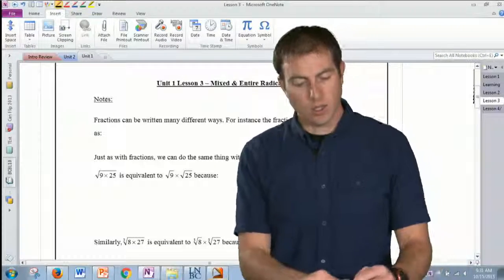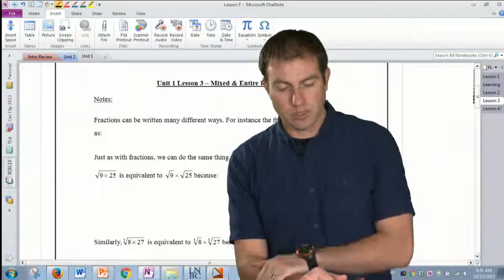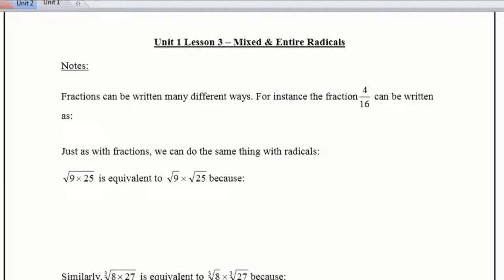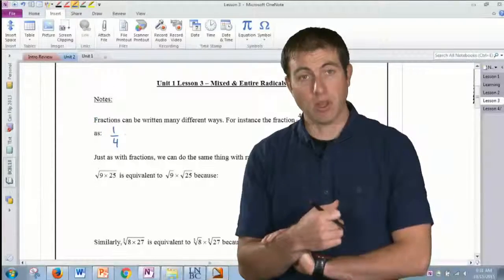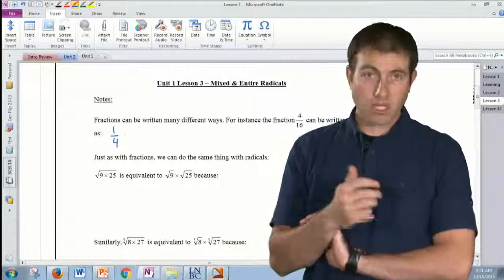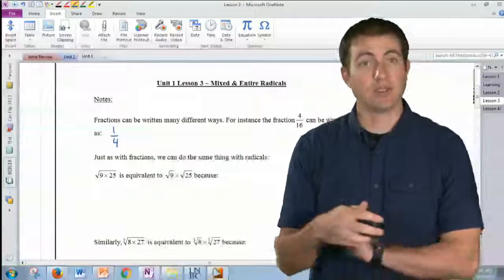So fractions can be written many different ways. For instance, 4/16 can be written as some other ways. You can think about it as simplifying it. So if I have 4 and 16, 4 goes into both of those. I could write that as 1/4 if I divided both the top and bottom by 4. Some other ways I could represent that. Taylor got the 1/4.